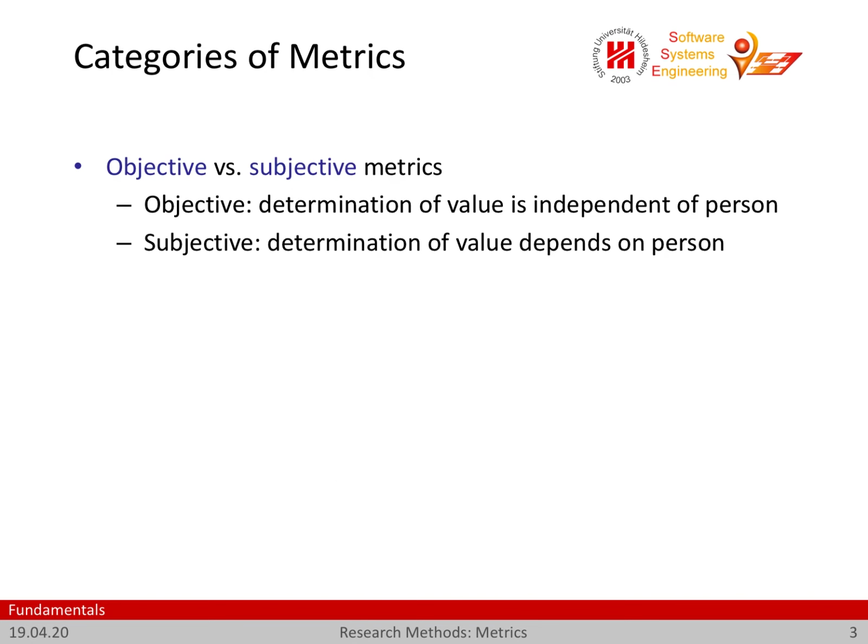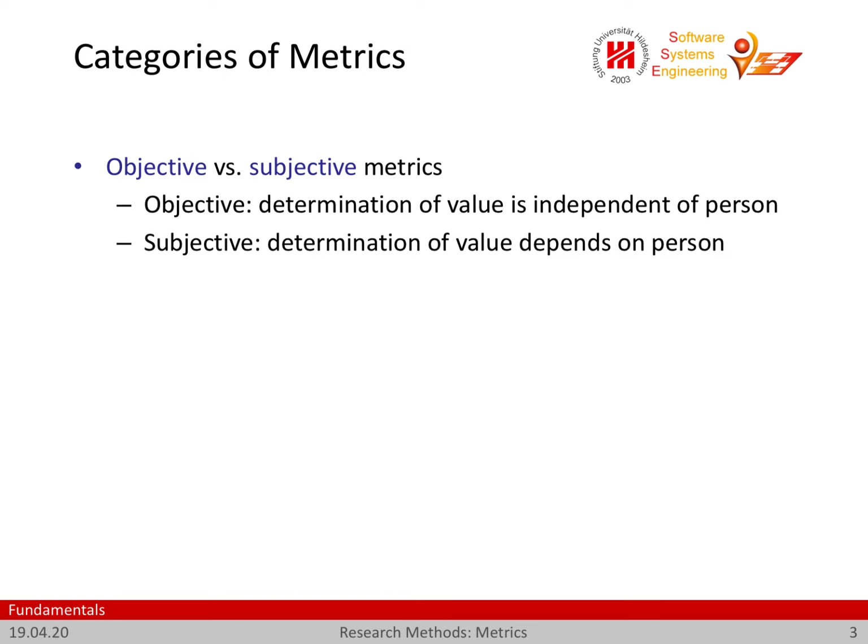There are different categories of metrics. There are objective versus subjective metrics. An objective metric is a determination of value independent of a person. That means if I have a precise procedure for performing the measurement and two different people do it, they will arrive at the exact same value. Now, that's when we call it objective. That's definitely a desirable property of a measurement.